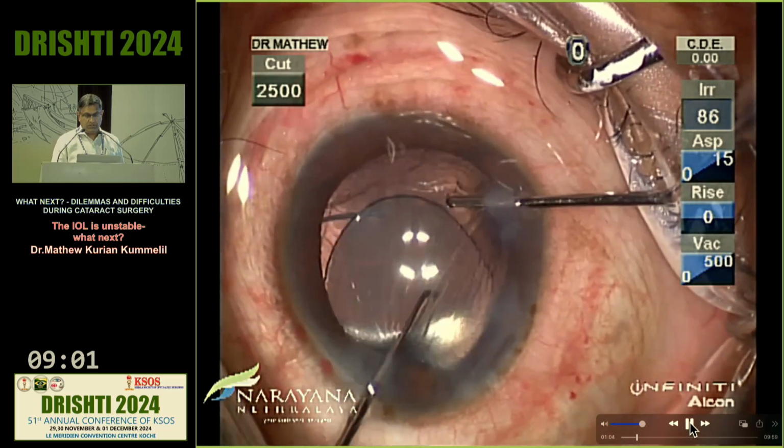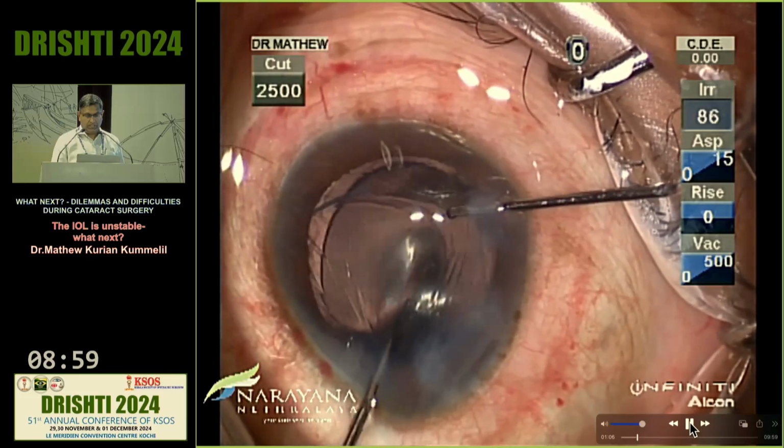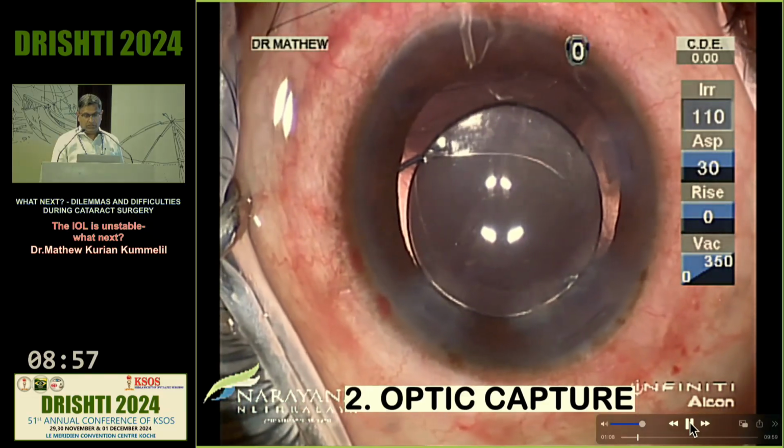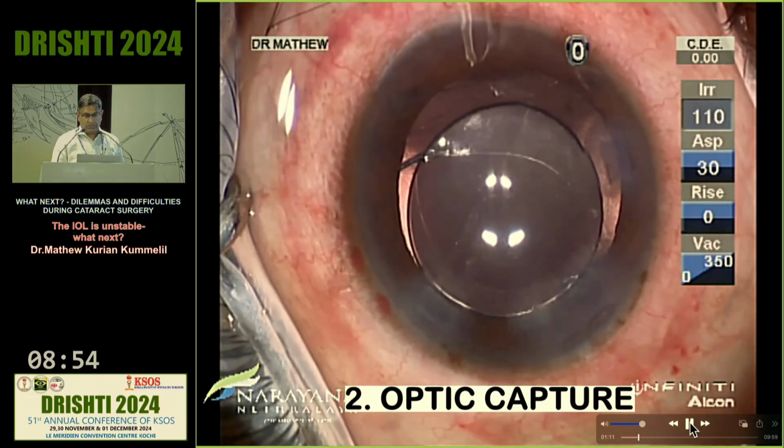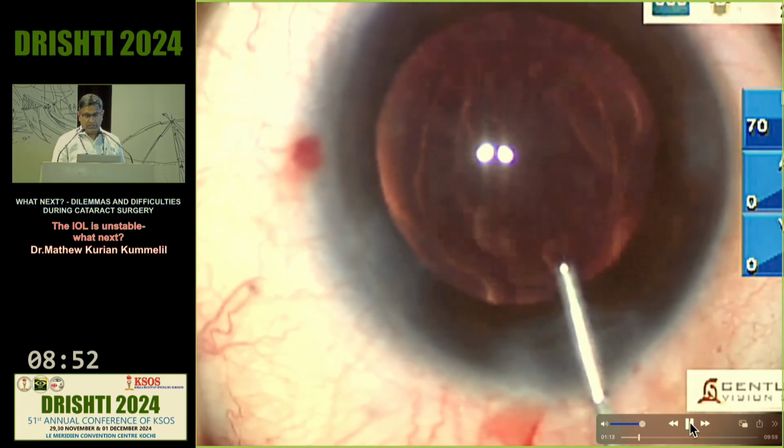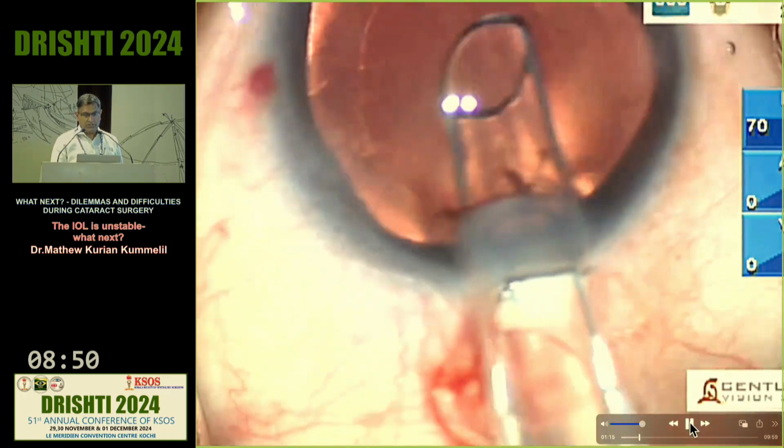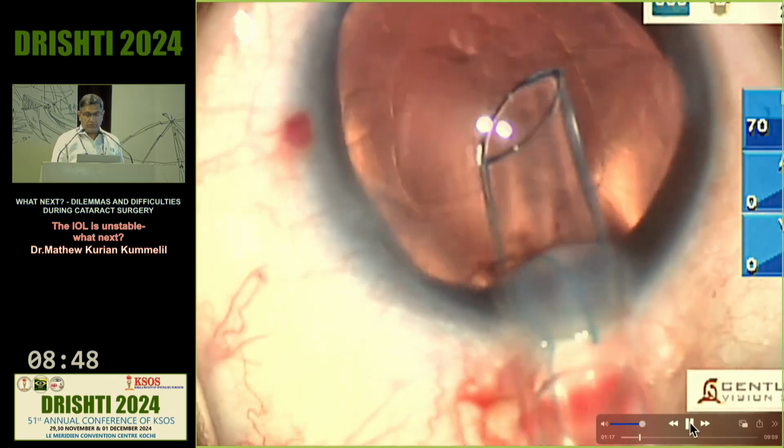This was one of the early cases of optic capture in a femto cataract, and it looked very stable. Five years follow-up is there, and that's good. This is something which Dr. Chitra had just shown, reverse optic capture.